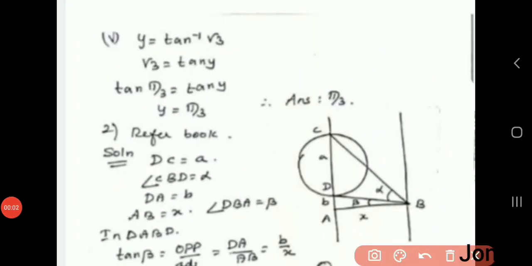Fifth problem, y equal to tan inverse of root 3. Take this tan inverse to the other side. It will become tan y. So we have root 3 equal to tan y. In the trigonometrical table we have for root 3, tan pi by 3, which is equal to tan y. So we can conclude y equal to pi by 3 here.